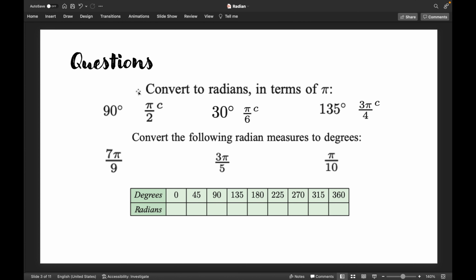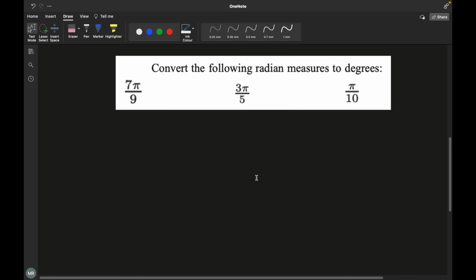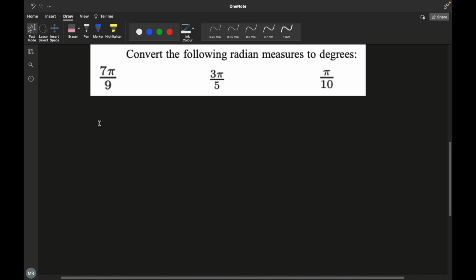Now that the first question is over, let's solve the second one. We have to convert the following radian measures to degrees. Okay, so in order to convert from radians to degrees, we have to multiply by this factor.